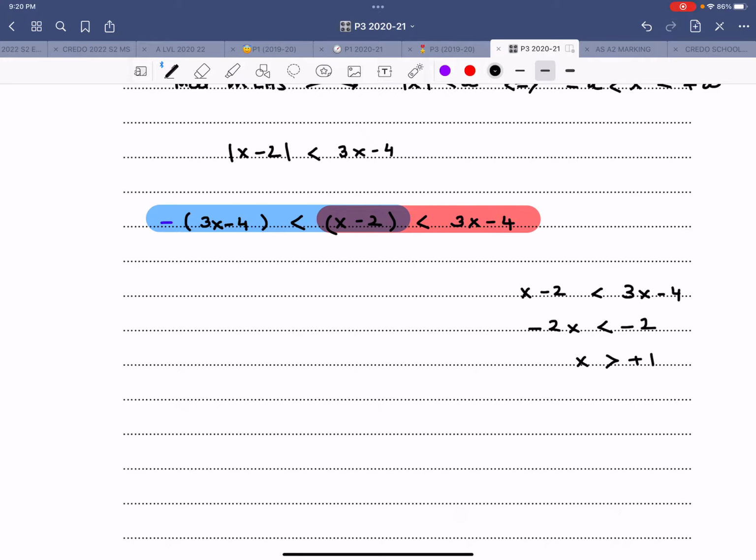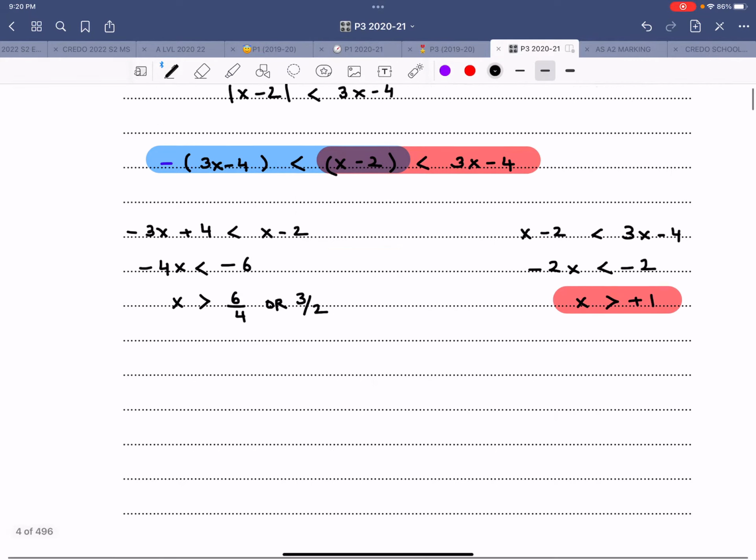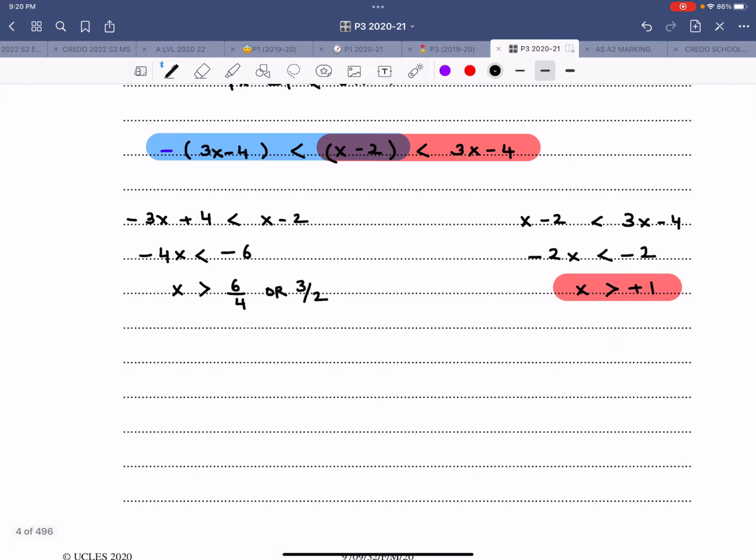That is one inequality that I get from this orange section. If I focus on the blue section, negative 3x plus 4 is lesser than x minus 2. Negative 3x minus x, that is negative 4x, is lesser than negative 2 minus 4, that is negative 6. Therefore, x is greater than 6 over 4, which is 3 over 2. Now, both inequalities are pointing in the same direction. So, first of all, this is the answer for the blue portion.